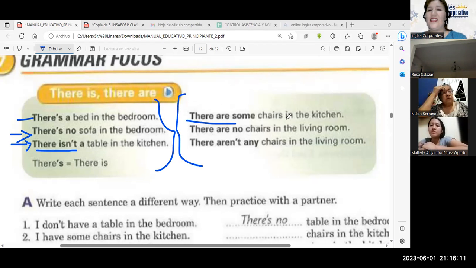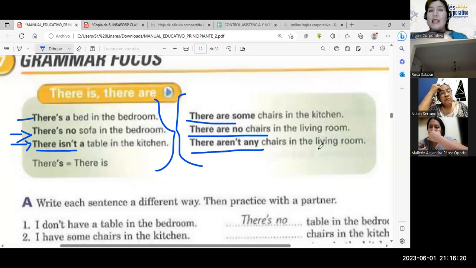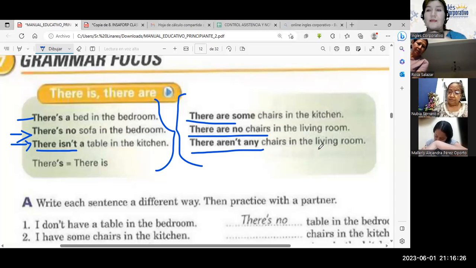There are some chairs in the kitchen. There are no chairs in the living room. There aren't any chairs in the living room. In this case, you say, there are some chairs. Hay algunas sillas en la cocina. There are no chairs. No hay sillas en la cocina. There aren't any chairs. No hay ninguna silla, right?